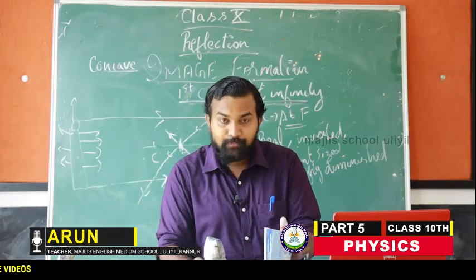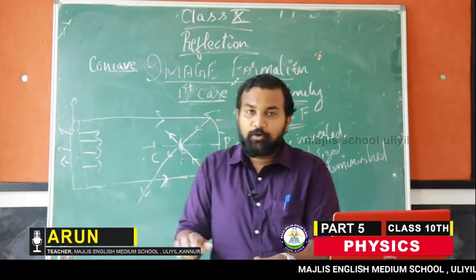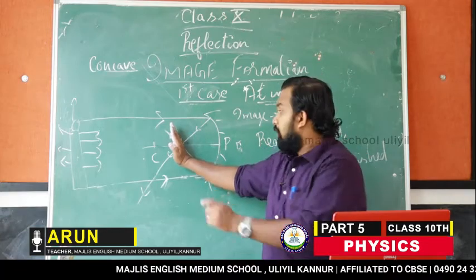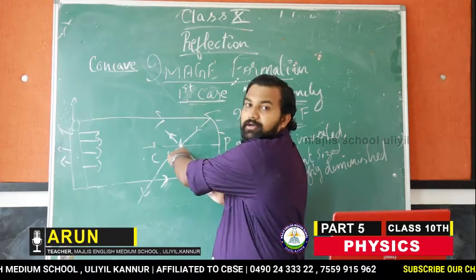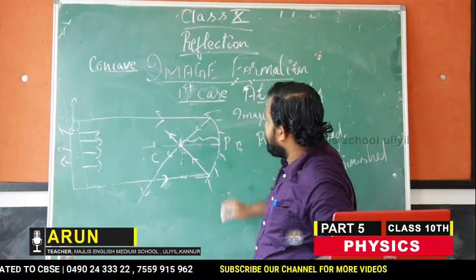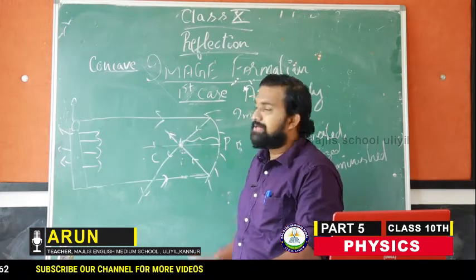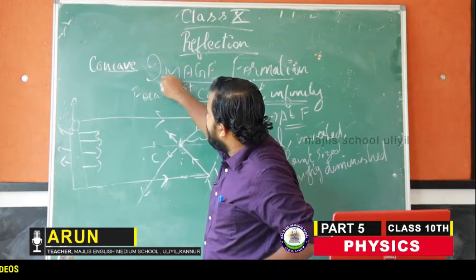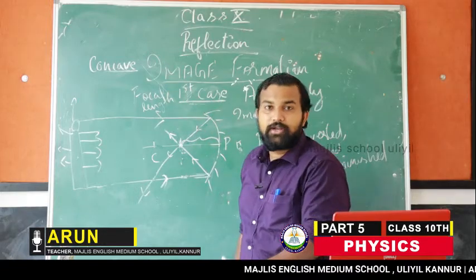Okay. So, at that position, if I get a distant object, the position at which the distant object is obtained from the pole, I have to measure the distance till the screen is kept. If I measure the distance till the screen is kept, what will that distance be called? That distance will be called the focal length.